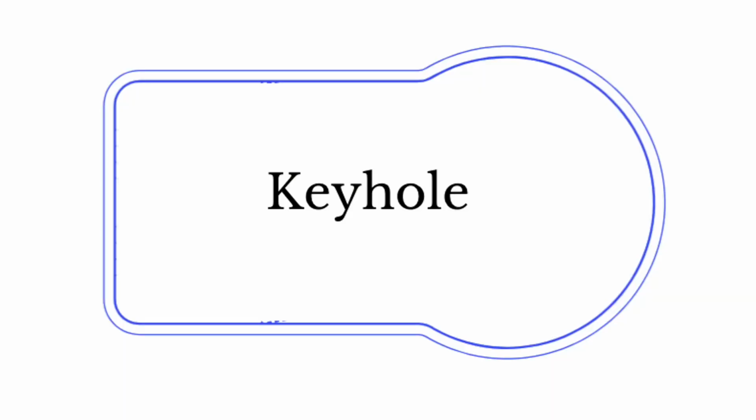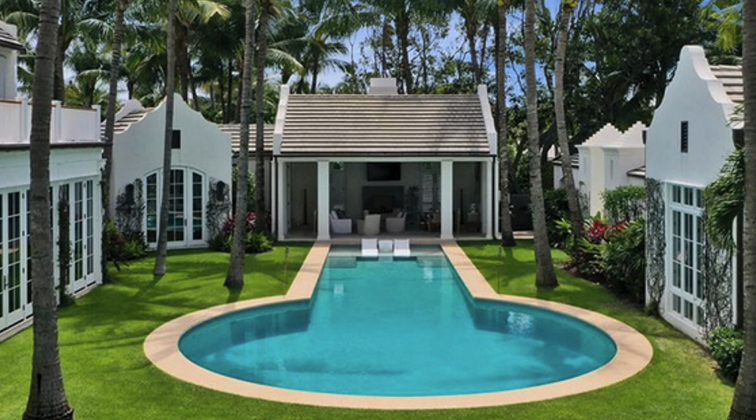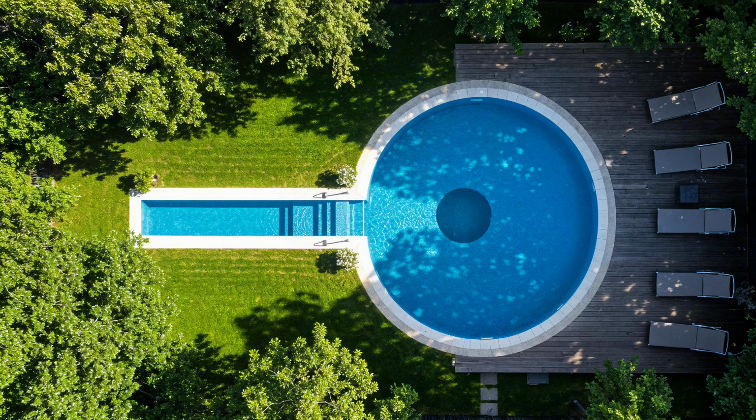The keyhole pool, again, sounds just like its name, which has a rounded circular section connected to a long, narrow portion. This is often used to combine pool functions, such as a shallow lounging area with a deeper swimming section.